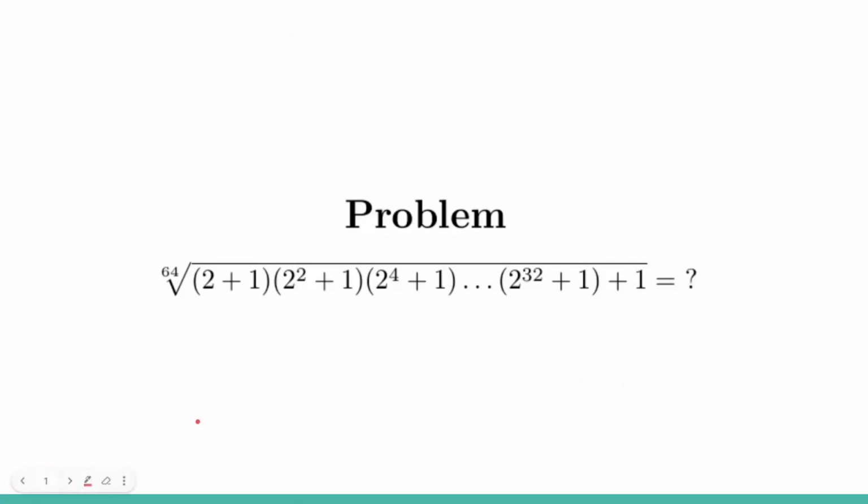Hello there. Today I want to share with you a very interesting math problem that looks a bit complicated at first, but with a little bit of creativity is actually quite simple. The question is asking, what is the 64th root of (2 plus 1) times (2 squared plus 1) times (2 to the power of 4 plus 1) all the way to (2 to the 32nd power plus 1)? We multiply all that, we take the product, and we add 1 to it. And then we want to find the 64th root of all this.